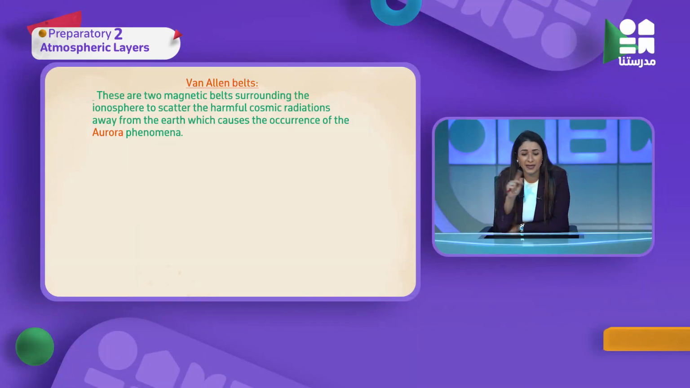يبقى الفان ألين بيلت، لما أجي أقول what's meant by Van Allen belts, they are two magnetic belts surrounding the ionosphere and they scatter the harmful cosmic radiations away from the earth، يمنعها إنها توصل لسطح الأرض، لأنها لو وصلت هتدمر الكرة الأرضية بأكملها. طيب يبقى ايه وظيفة الفان ألين بيلت؟ It scatters the harmful cosmic radiations away from the earth which causes the occurrence of the aurora phenomena in the north and south pole.